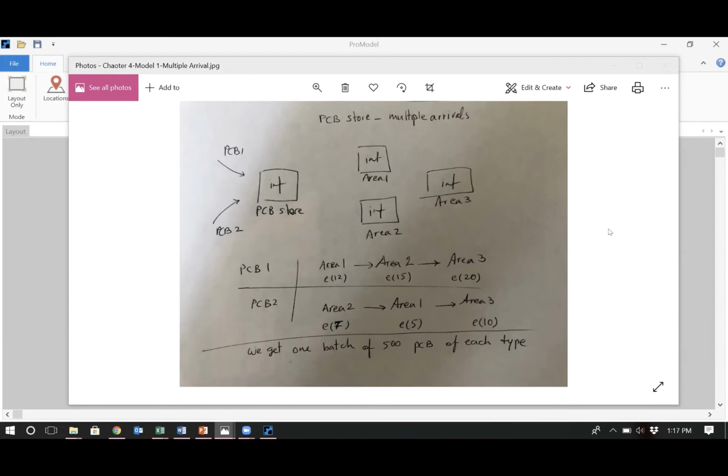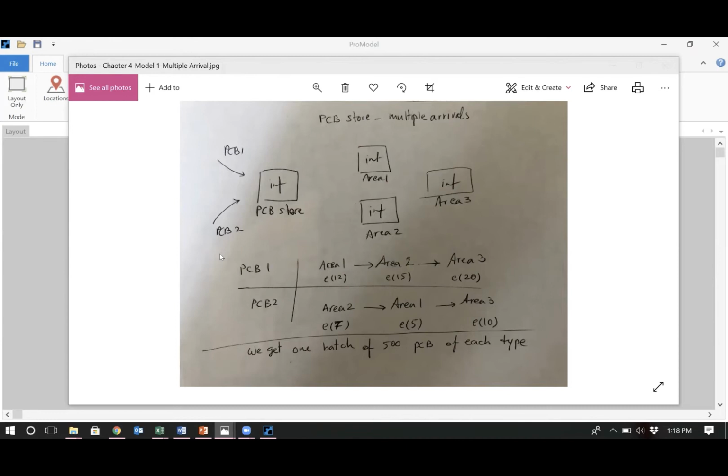So now we want to develop a model to capture this system. Tell me how many locations I have here. Is it 4? 4: PCB store, area 1, area 2, area 3, and just pay attention that all of them have capacity of infinity. They can process as many entities at the same time as possible. How many entities do I have? 2 entities, PCB1 and PCB2. How many arrivals do I have? 2. Because? PCB1 and PCB2 come in separately?